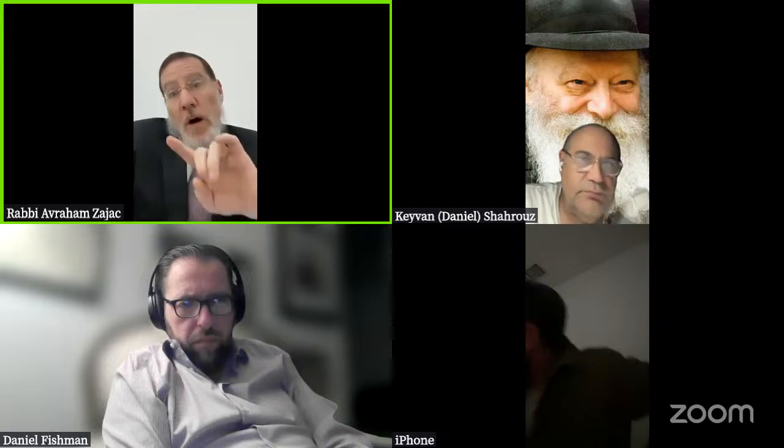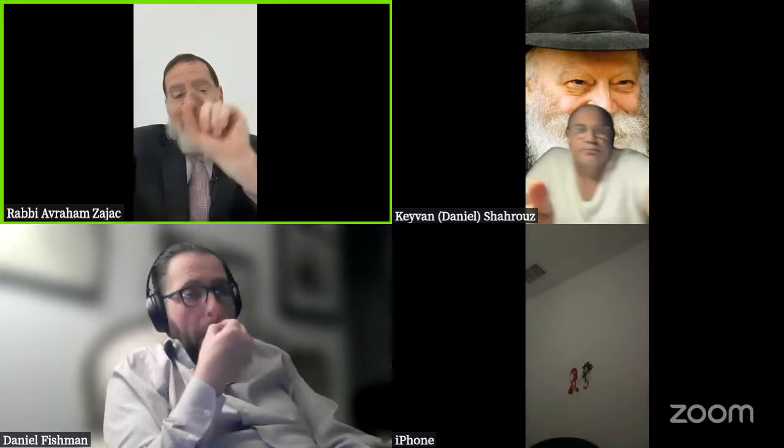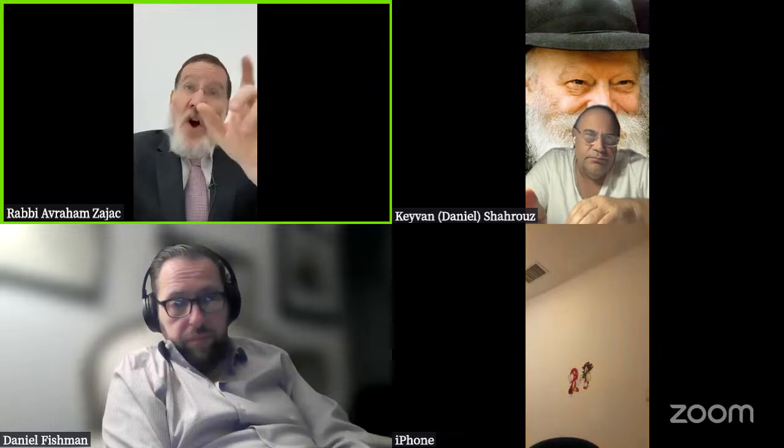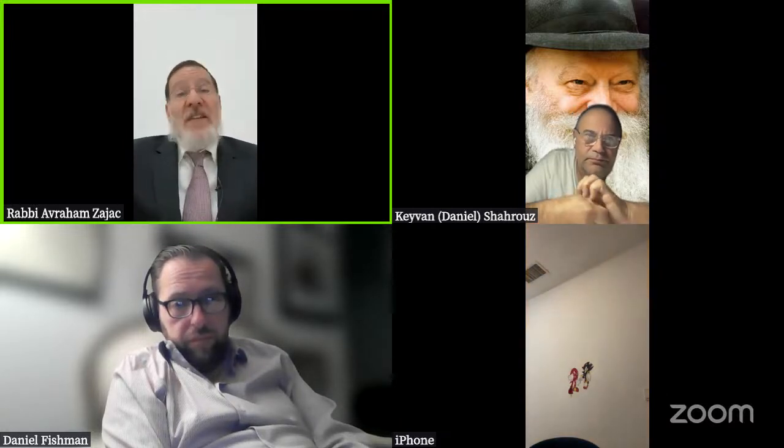I do want to say one thing. The fence did not have a minimum width. The goyvel has a tefach width. Maybe that's the difference.